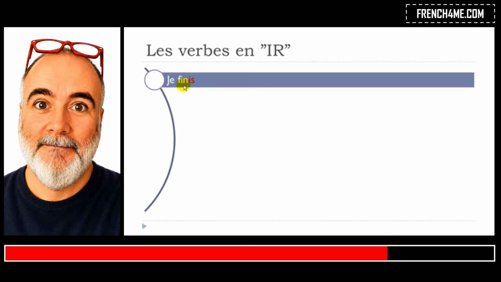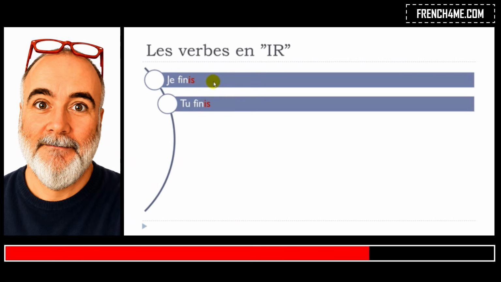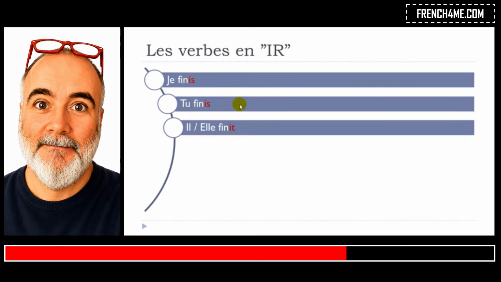So for je, it will be IS. Je finis. Remember, final S is not pronounced. Je finis. Okay? Tu finis. So IS as well, like we had for je. So same way to pronounce it as well. You don't pronounce the final S. Tu finis. Il, elle finit. So IT, final T not pronounced. Il, elle finit. So, je finis, tu finis, il finit.